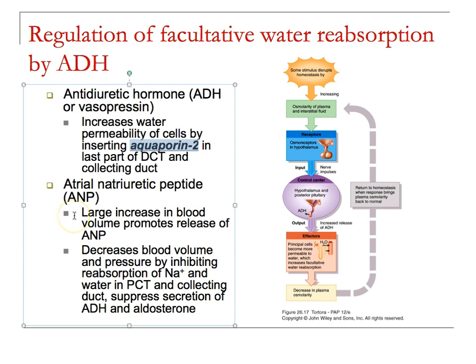Atrial natriuretic peptide. There are two sources for this. We only talk about the one inside the heart. There's also brain-derived natriuretic peptide. Okay. What we're going to do, of course, is notice what it does. It suppresses the secretion of ADH and aldosterone. Okay. And what it's going to do is decrease blood volume by inhibiting the reabsorption of sodium and water in the proximal convoluted tubule.